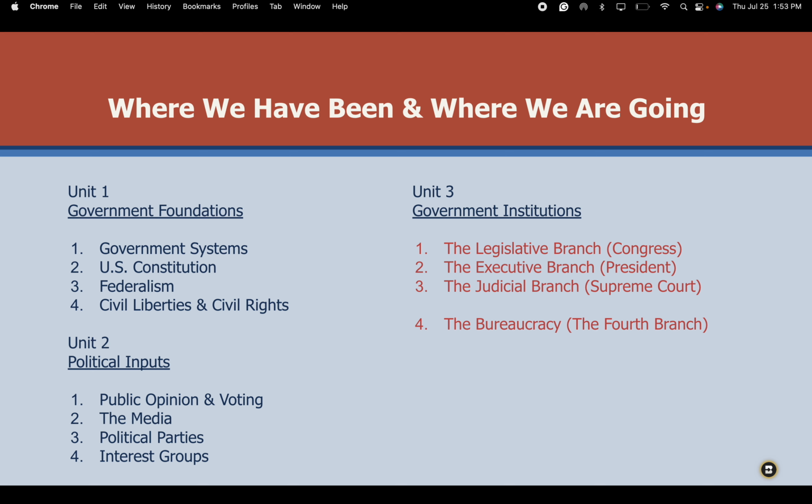We've already been through 2 units, believe it or not. Unit 1 focused on the government foundations that we have within our American system, such as the government systems and relationships that exist, the U.S. Constitution, federalism, civil liberties and rights. Unit 2 looked at political inputs like our opinions, our voting, media, political parties, interest groups. Now we look at the institutions themselves. How do the institutions operate within this governmental system with all of these other factors considered?